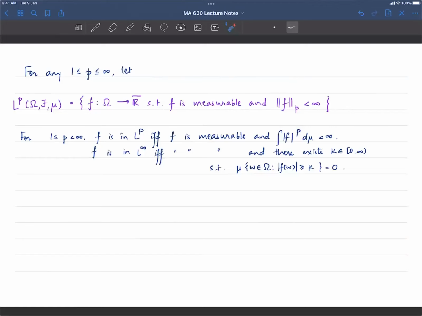Anyway, the next claim is that, fix a p, L^p of omega, F, mu is a vector space. By the way, shorthand: if F and mu are understood, we may just write L^p of omega. We may also write L^p of mu, or if everything is clear, you may also see just L^p. Of course, the full notation is perhaps the most complete way of saying it. Sometimes if it's clear from the context, we may write L^p of omega or L^p of mu or just L^p. That is just another thing to mention.